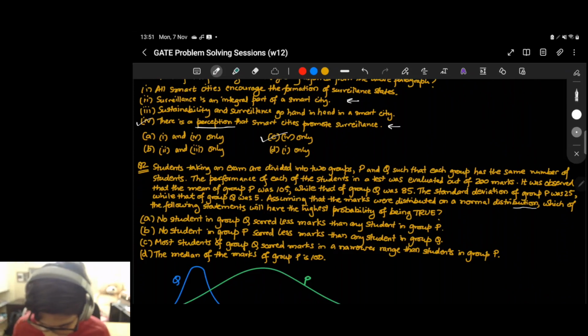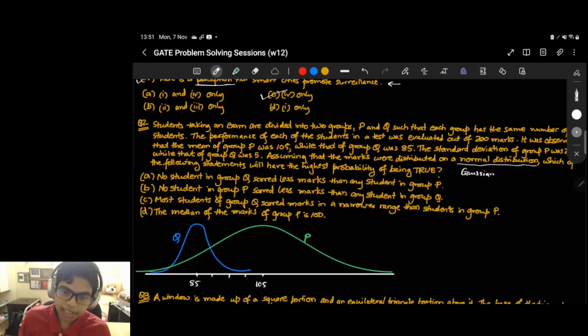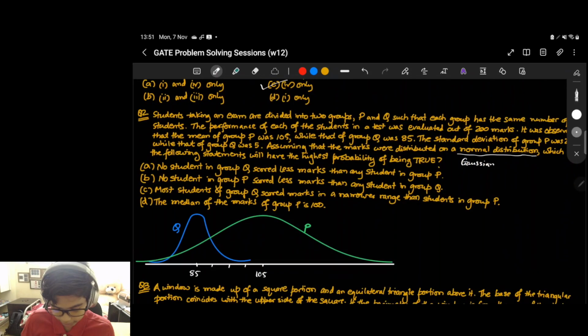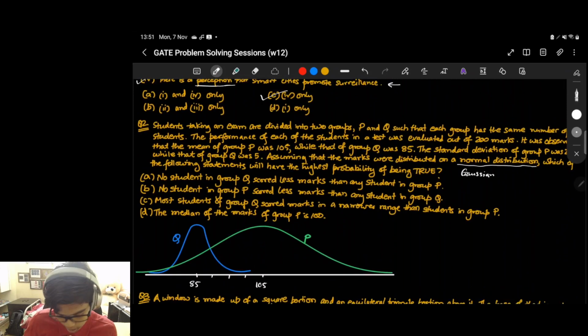So let us look at it. A normal distribution means a Gaussian distribution. So normal or Gaussian, they mean the same thing. I have drawn some representative graphs over here. This green curve is for group P and this blue curve is for group Q. Group Q has mean 85 and group P has mean 105. And group Q has a standard deviation of 5. So if this is the mean location, then this region is the standard deviation of a Gaussian function, and that is 5. And for group P, the standard deviation is 25.